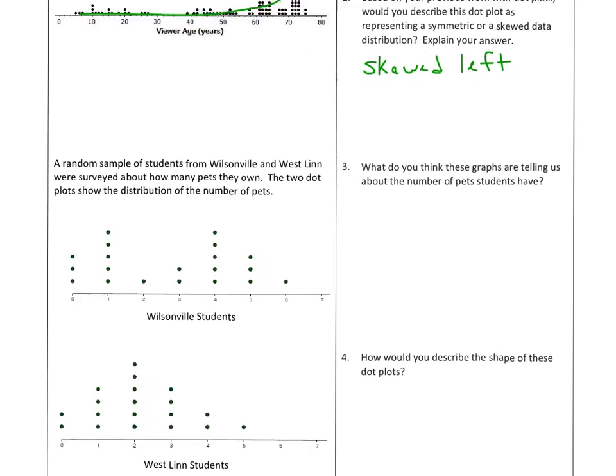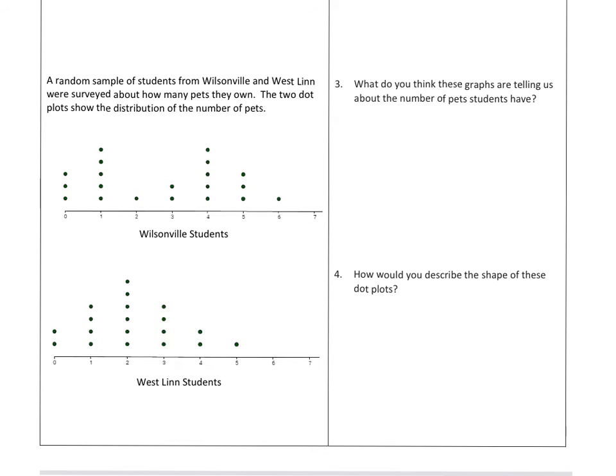All right, next chunk. A random sample of students from Wilsonville and Westland were surveyed, and by the way, this is made up, about how many pets they own. The 2 dot plots show the distribution of the number of pets. So we've got the Wilsonville student stuff, then we've got some Westland. What do you think these graphs are telling us about the number of pets students have?